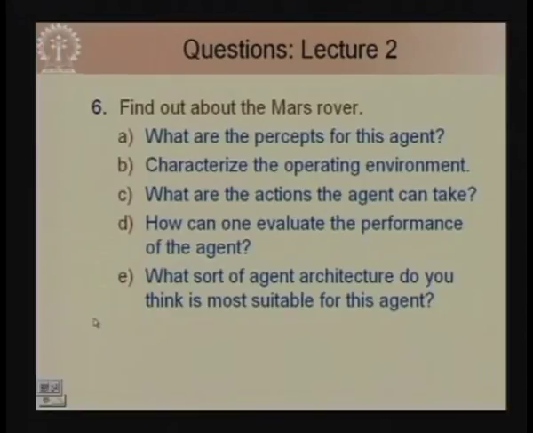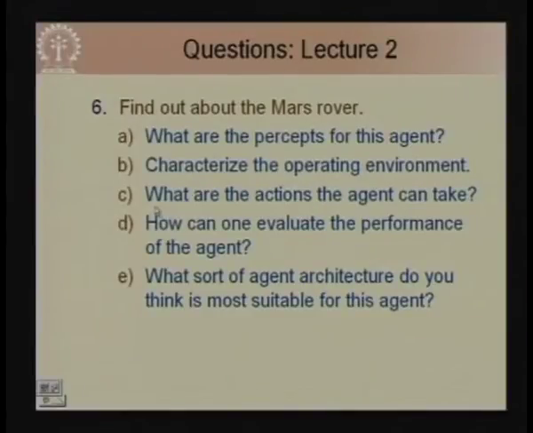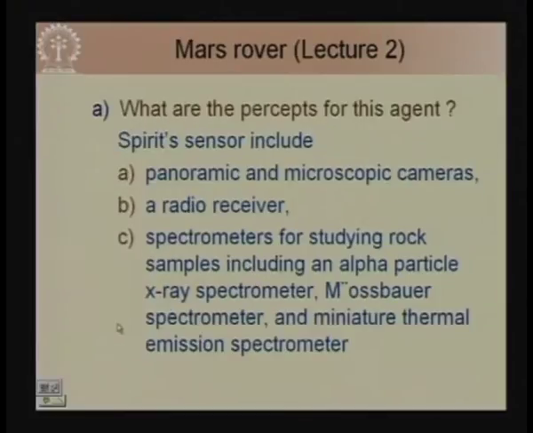Question number 6, I asked you to find out about the Mars rover. So, these are the questions that we want to answer about the rover. A was, what are the percepts of this agent? B, characterize the operating environment. C, what are the actions the agent can take? D, how one can evaluate the performance of the agent? And E, what sort of agent architecture do you think is most suitable for this agent? Now, let us look at the answers to these questions one by one.